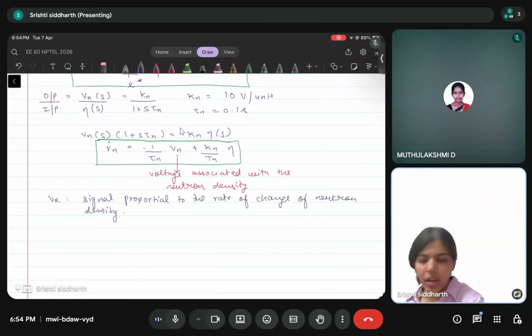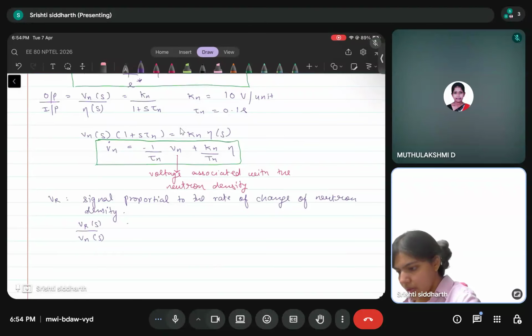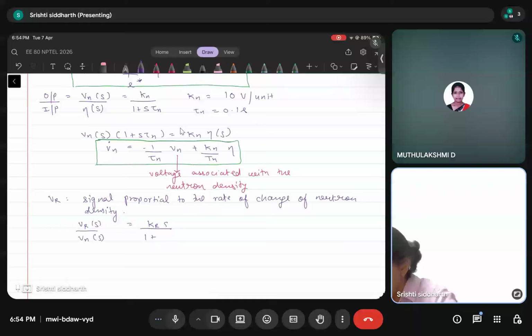And then we have again a transfer function. This is Vr(s) over Vn(s), which is Kr s upon 1 plus s times tau r.